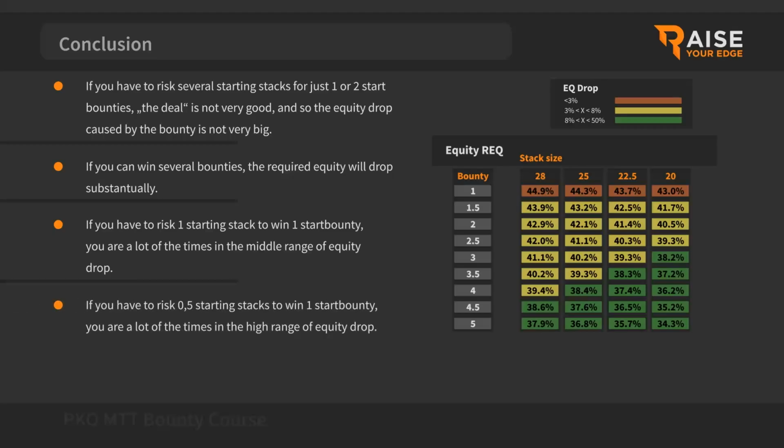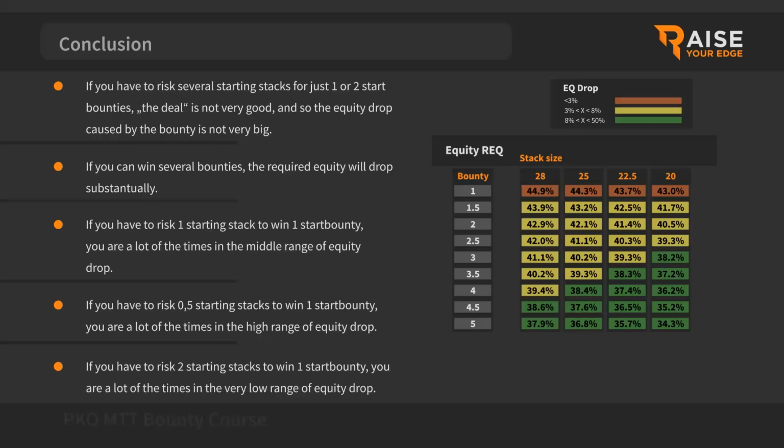If you have to risk, let's say, 0.5 starting stacks to win 1 starter bounty, you are a lot of the times in the high range of the equity drop. So in the green area, where you're over 8% equity drop, 12%, 15% equity drop, where you will have most of the time call any two. If you have to risk 2 starting stacks to win 1 starter bounty, you're a lot of the times in a very low range of the equity drops, so in the red area where the equity is nearly the same as the equity which you're getting out of the pot odds.